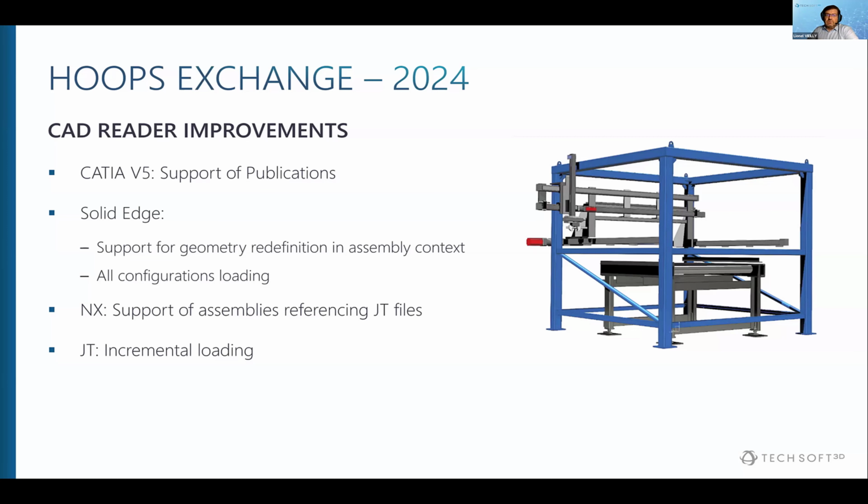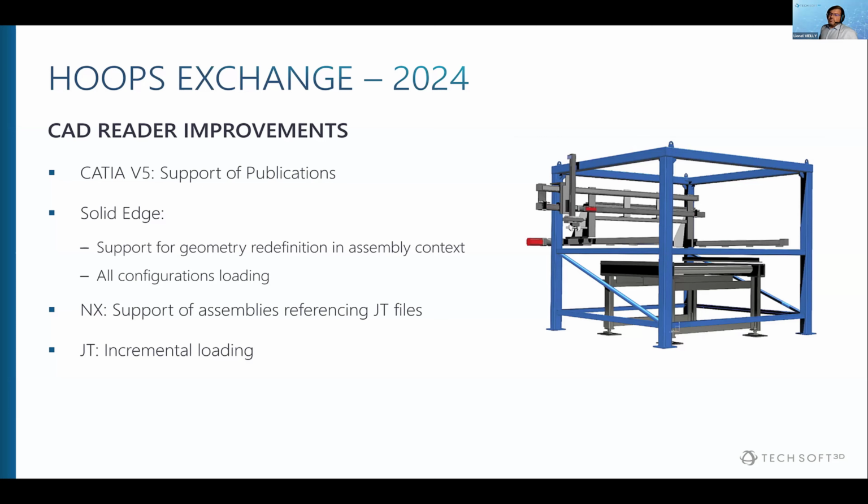So the first one is CATIA V5 publication, support of publications or publication names. So publications in CATIA are references stored in the CAD model. It can be a reference to a body, to a face, to an edge, or whatever. And these references, once read by Exchange, can be used in other applications, like, for example, to define loading case in an analysis context. So it's a way to maintain the continuity between the CAD model and downstream applications, especially when the CAD model is updated, is modified.